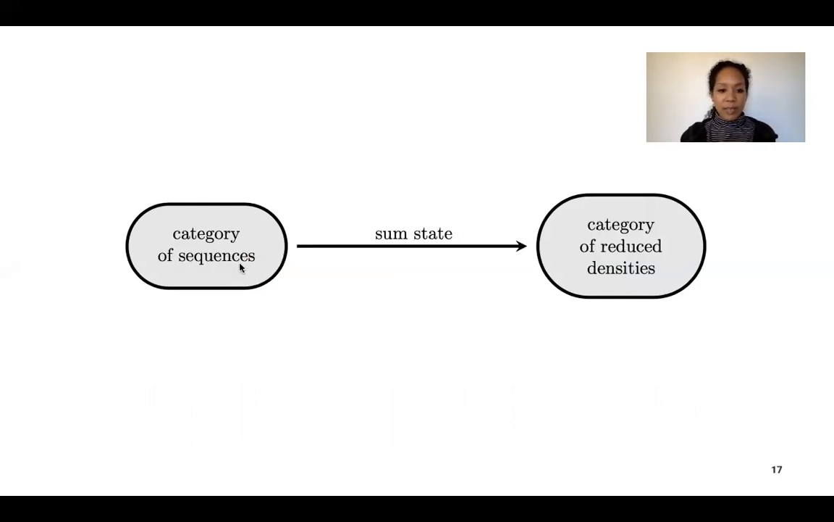But again, we would like to make this a little bit more concrete and really map over into the world of linear algebra. So now let me describe for you a way to associate to each sequence in my language a linear operator, and see how this sum state is involved.